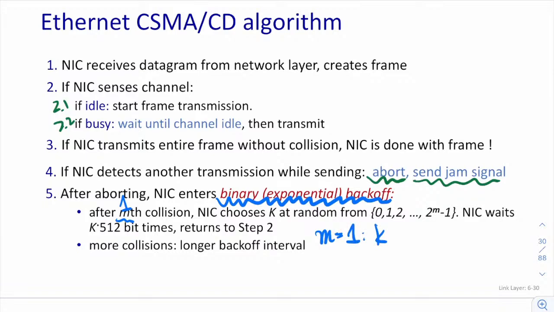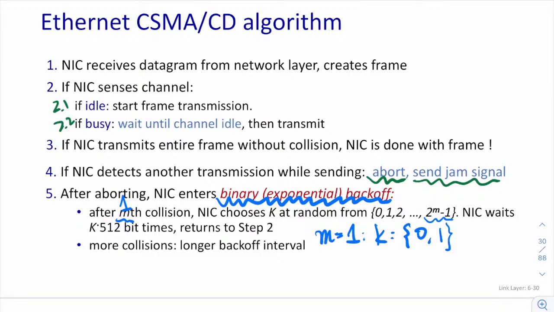After the first collision, these two interfaces, for example B and D, choose a K at random from a set. Since it is the first collision, K is either 0 or 1, because currently M is 1. So these two interfaces will roll a die, that is either 0 or 1.